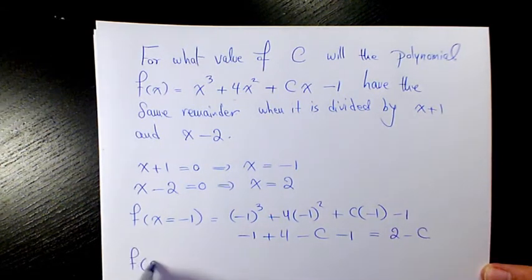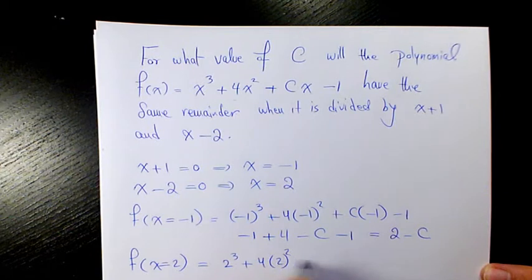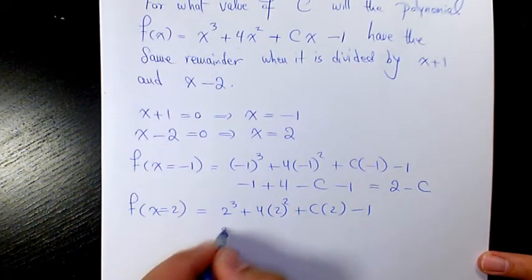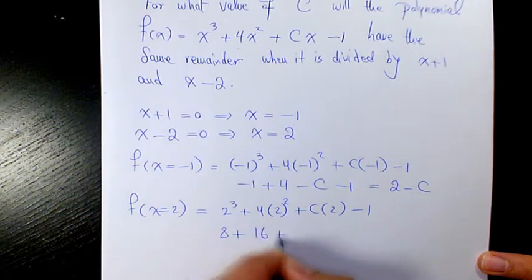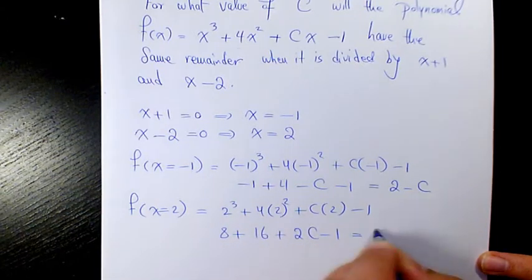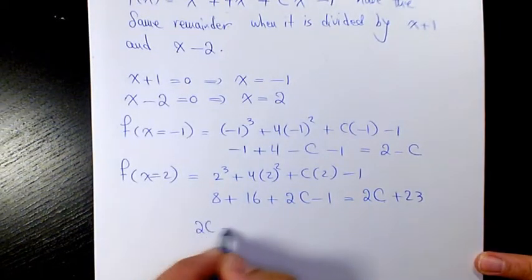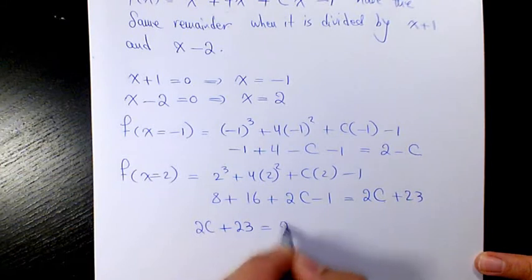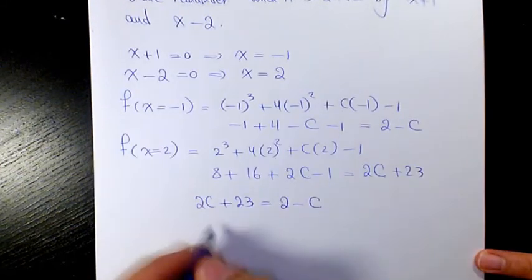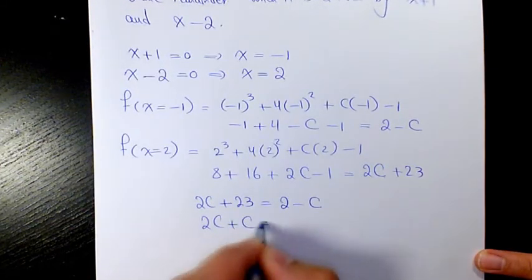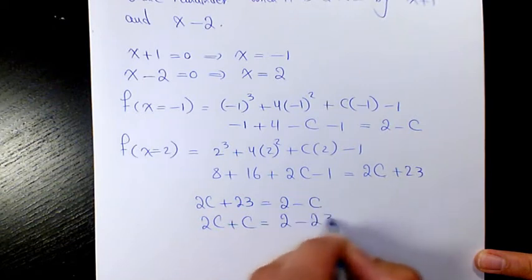The other one is f of 2, which is going to be 2 cubed plus 4 times 2 squared plus c times 2 minus 1. That's going to be 8 plus 16 plus 2c minus 1, which is going to be equal to 2c plus 23. So 2c plus 23 equals 2 minus c, and that's going to be 2c plus c, and here we have 2 minus 23.